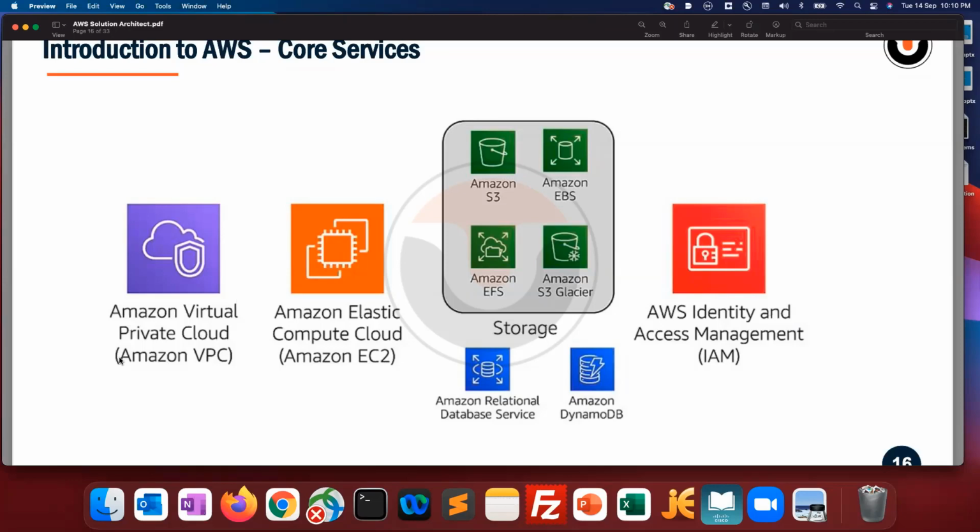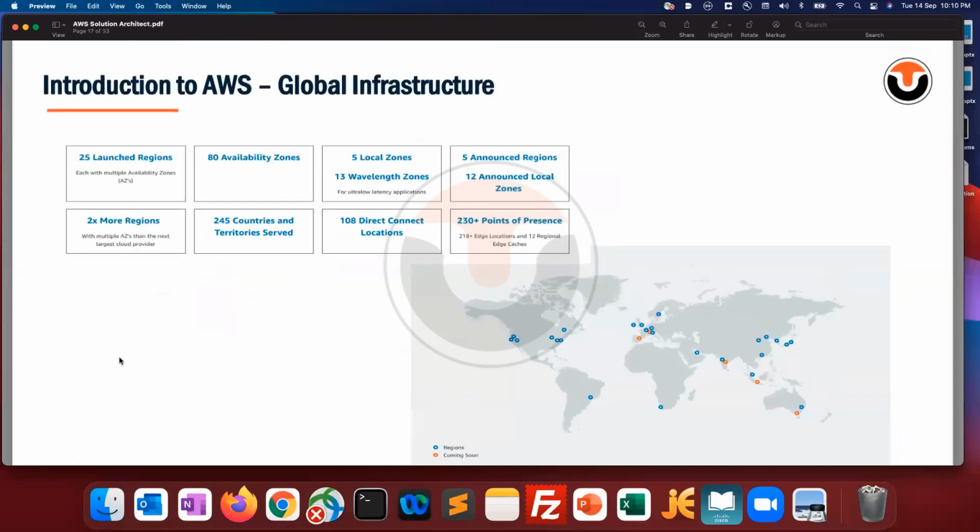Then you also have database services, relational database services, and DynamoDB. Then for access management, security is a bigger aspect in the cloud. So providing access to the application, providing access to the services can be done through IAM, identity and access management.